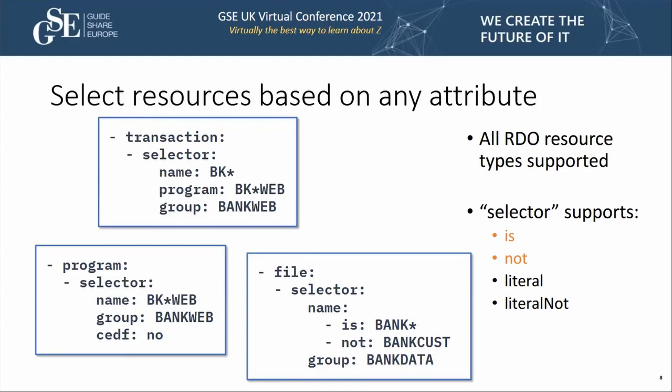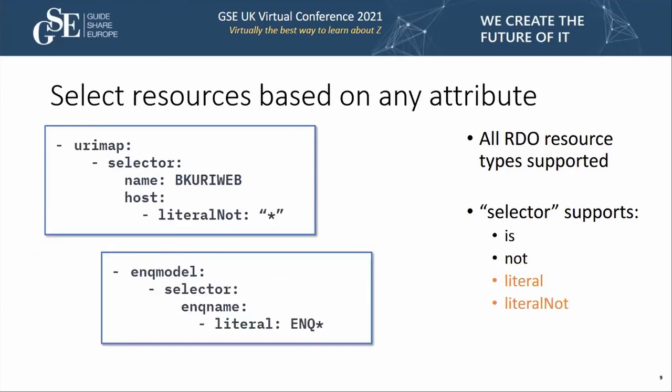Thanks, mate. Okay. And then following that, so that was is and not. Now you notice on the top and the bottom left, we don't specify is. The default selector we use here is that the name is BK star, for example, at the top. So is the default, and if you want something different other than is, then you have to break it out into these sections so that you have the is and the not fields. We also support these other two, literal and literal not. So let's have a look at these. They are effectively the same. Literal maps to is and literal not maps to not.